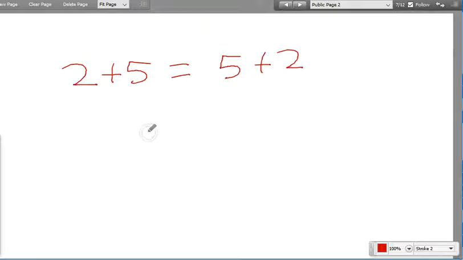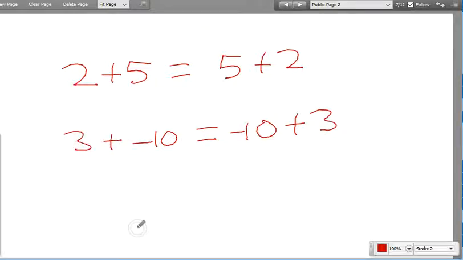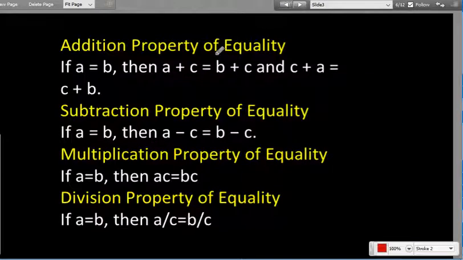Okay? Or let's say we have negative 10 equal to negative 10. Okay, so we have an equation. We know that both sides are equal. Negative 10 is equal to negative 10. The property of equality for addition says that if I add the same thing to both sides, that is going to keep my equation equal. Okay? So the addition property of equality says that if you add the same thing to both sides, that will keep your equation equal.